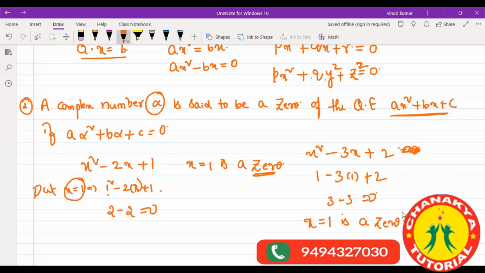When the given expression is quadratic, we take a satisfying value. When we substitute it in that quadratic expression, we get 0. Then that value is nothing but a zero of the quadratic expression. Now, quadratic equation: the quadratic expression along with equal to 0 or equal to something, LHS and RHS are there.